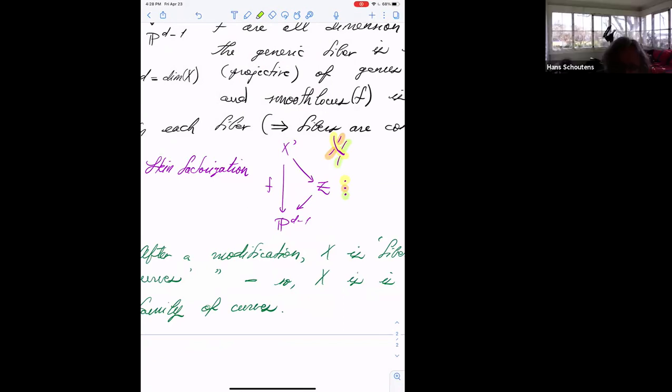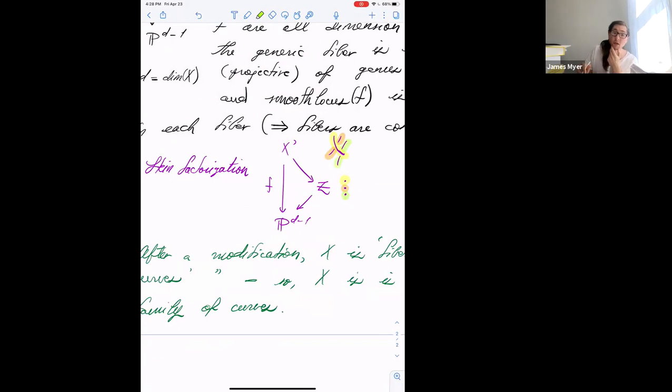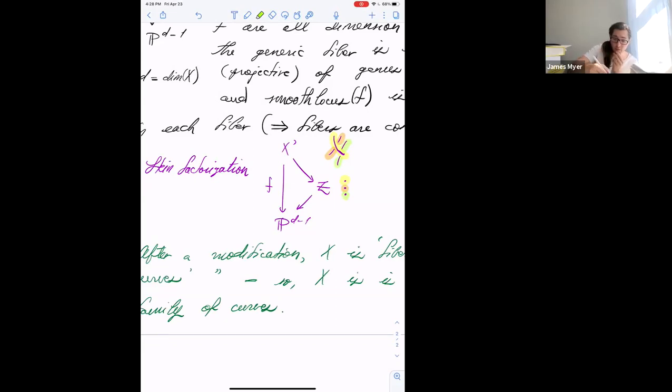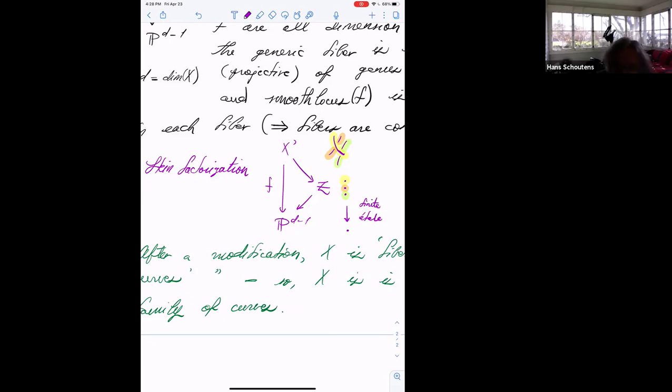Oh, you use Z instead of PD minus 1, I mean? Yeah, you could take Z. But instead then of PD minus 1. Yeah, but then the miracle is that then this would actually be étale and finite. Not on the whole space.